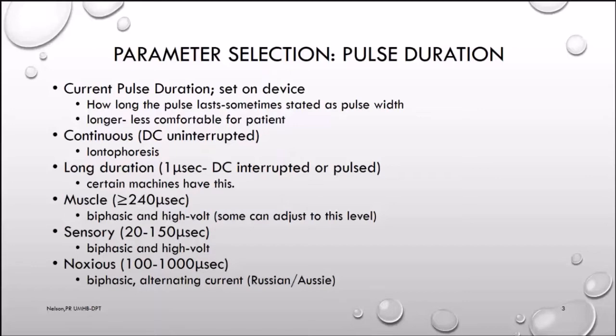Noxious stimulation is done between 100 and 1,000 microseconds. And again, if the unit allows you to do that, you want to set it to the longest pulse duration possible. And the types of currents or terms you might see are biphasic, alternating current like the Russian and the Aussie current. Interferential current would not be used for doing a noxious stimulation.